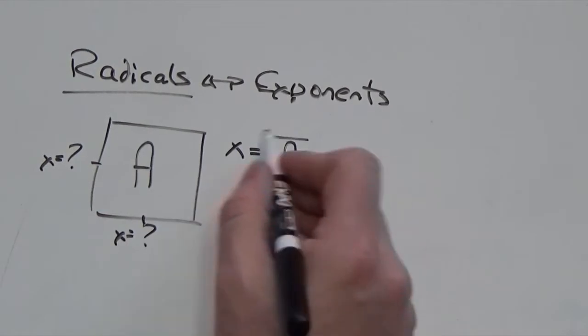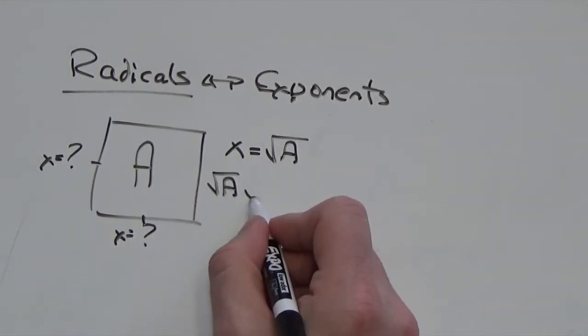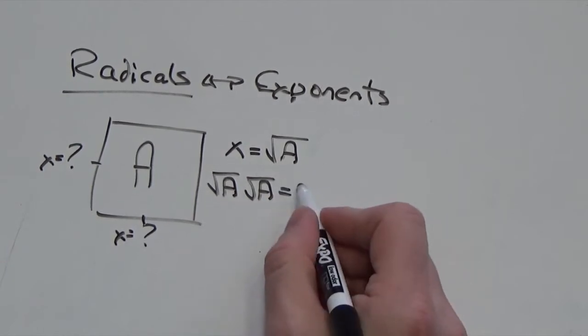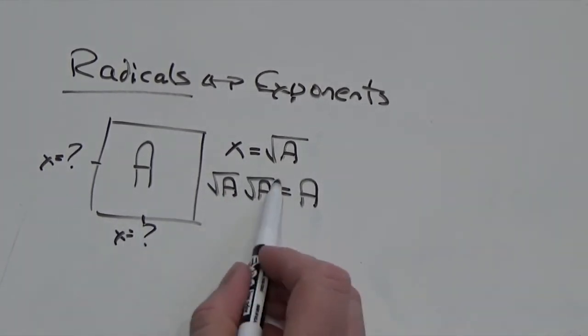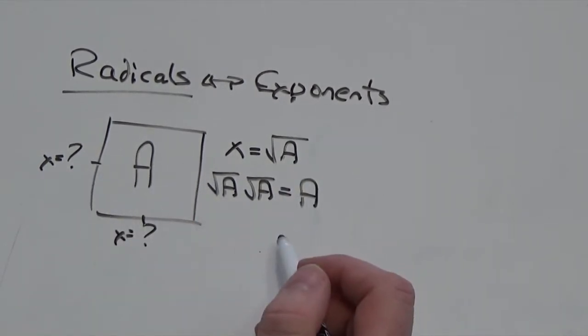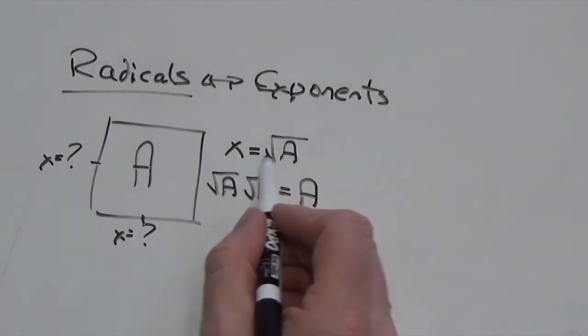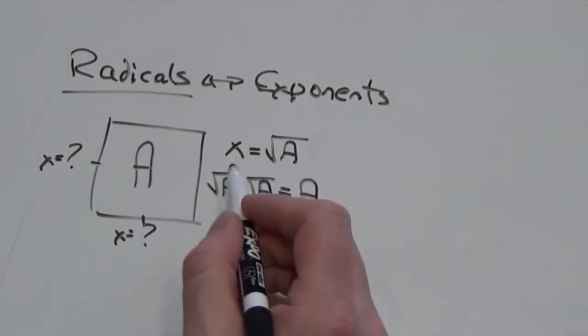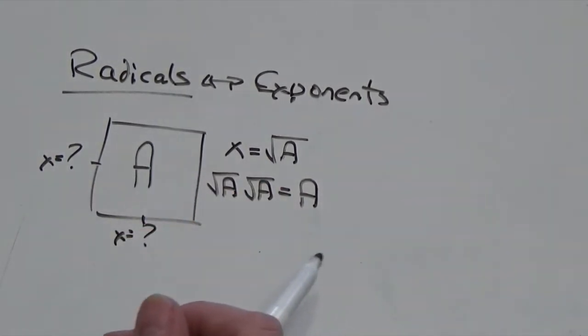What that means is that the square root of a multiplied by the square root of a is going to be a. The side length of the square multiplied by itself should get me the area of the square. That's where this comes from. In fact, this is why we call it a square root: I'm trying to build the dimensions of the square.